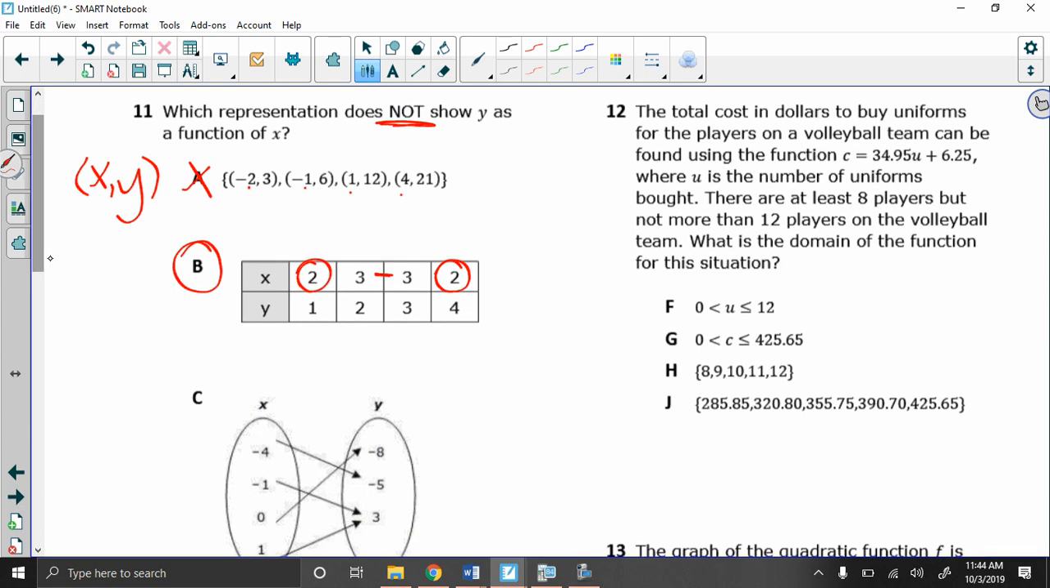Number 12. So number 12, we're looking at the total cost in dollars to buy uniforms for the players on a volleyball team can be found using the function C equals 34.95U plus 6.25, where U is the number of uniforms bought. There are at least 8 players, but not more than 12 players on the volleyball team. What is the domain of the function for this situation?